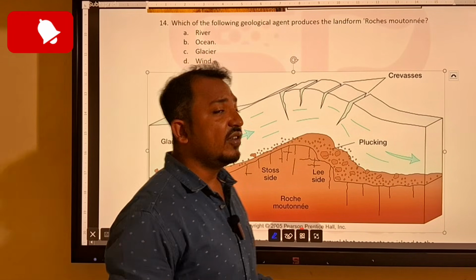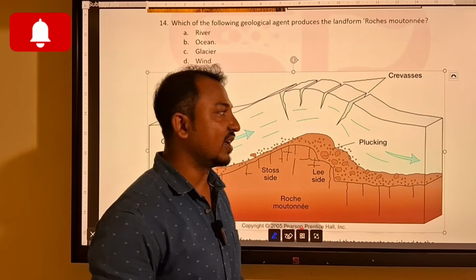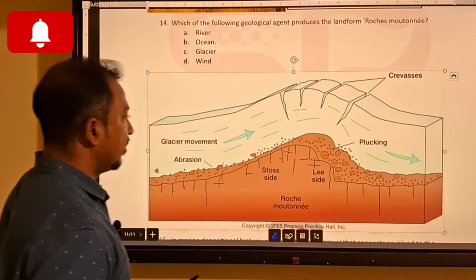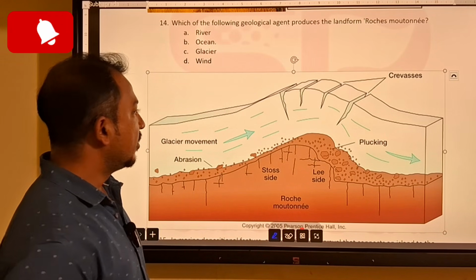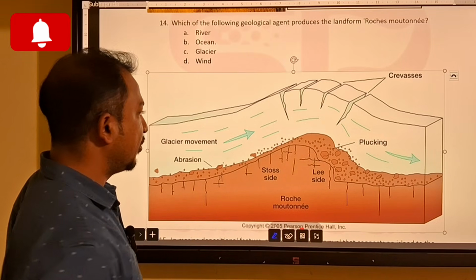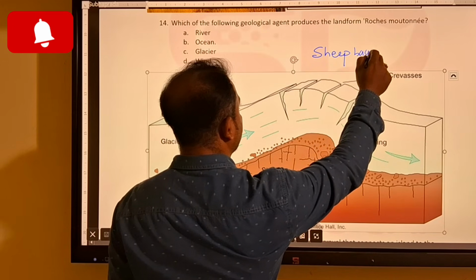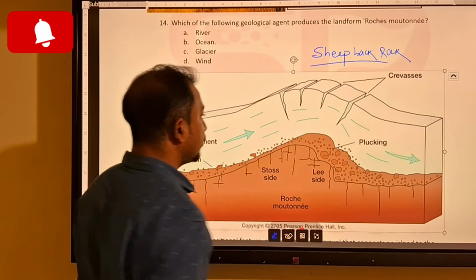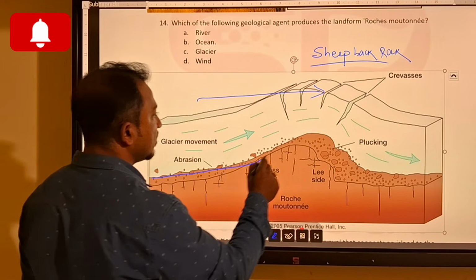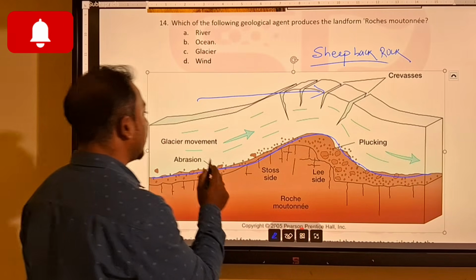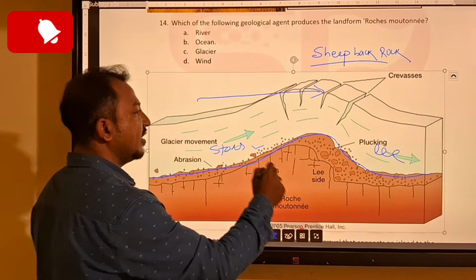Now, which of the following geological agents produces Roches Moutonnées? So Roches Moutonnées is produced by glacial action or valley glacier action. When a glacier passes through any asymmetrical rock, it erodes it into this type of structure, which is called Roches Moutonnées, also called sheepback rock. So this is the glacial movement direction. This is your Roches Moutonnées, where this side is the stoss side and this side is the lee side. The stoss side is gentle, the lee side is steeper.